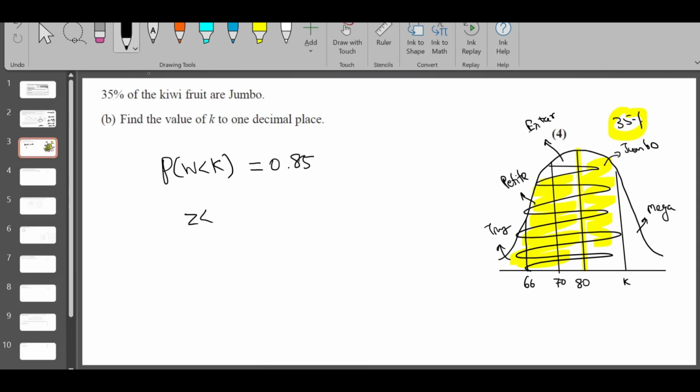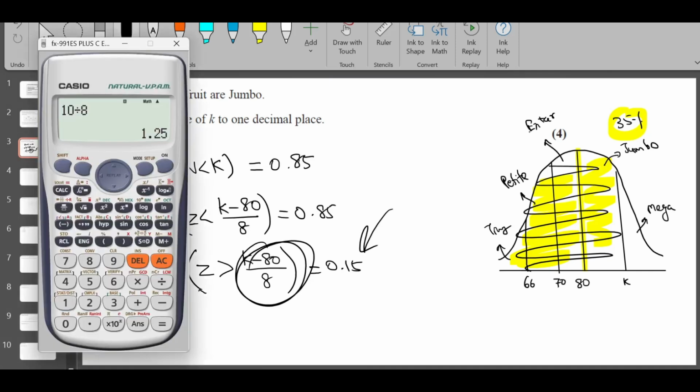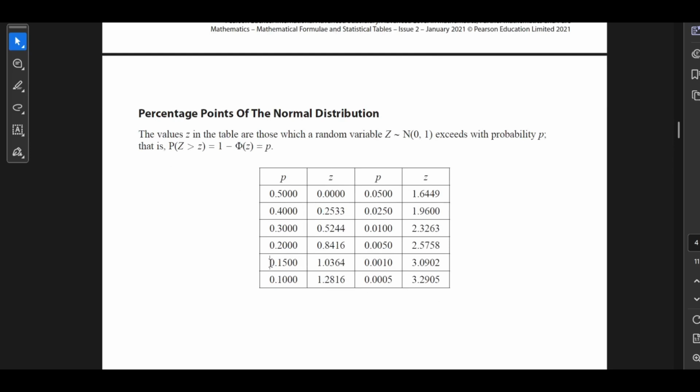Standardize this. Z is less than X minus mu over sigma is 0.85. Since 0.85 is a neat value, like a rounded figure, we change it to z is greater than k minus 80 over 8. The area on the right hand side of this will be 1 minus 0.85, right? Why we are doing that? Now we can use a small table to find the value of this corresponding to the probability 0.15. Look at the smaller table. For 0.15, the value is 1.0364.